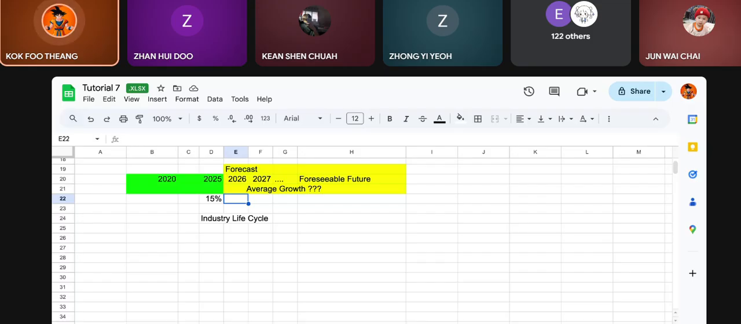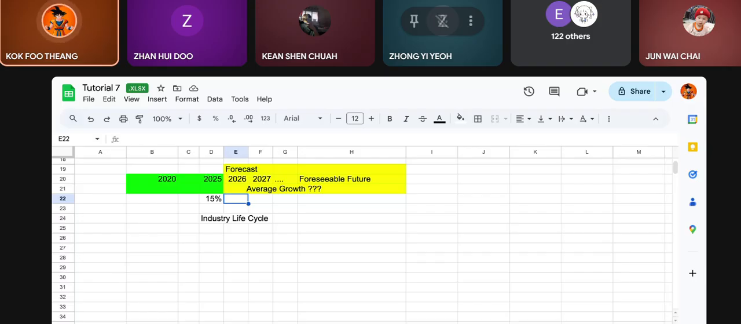Then Deng Hui Xin asks, sir, for part 3, for stock 1 can I use DDM and for stock 2 use PE, or must it be consistent? Wait, let me think. You can use 2 different methods for 2 different stocks. Can. Okay, no problem.